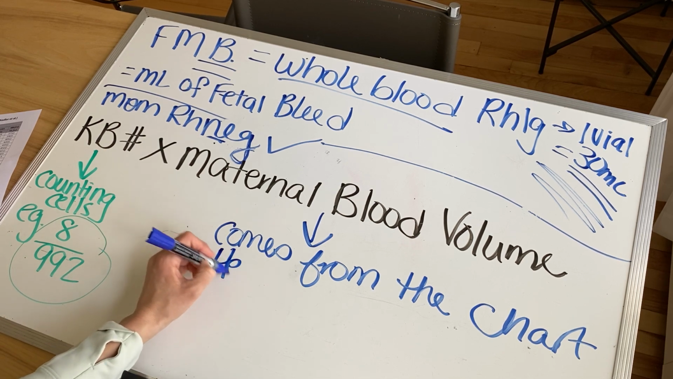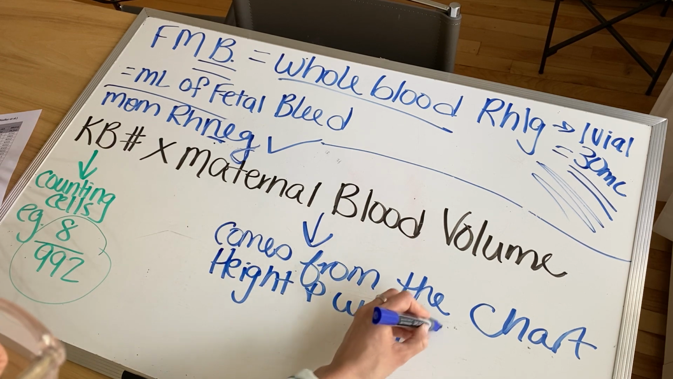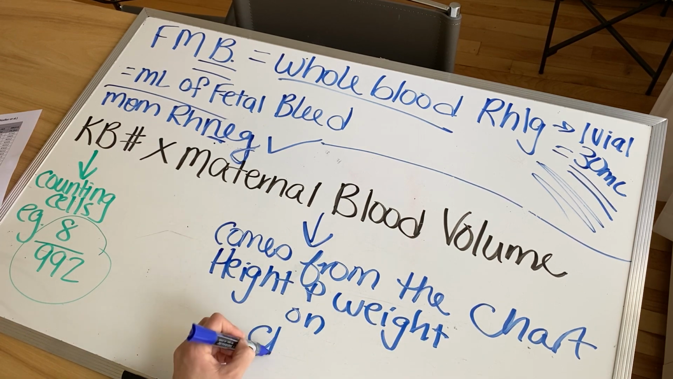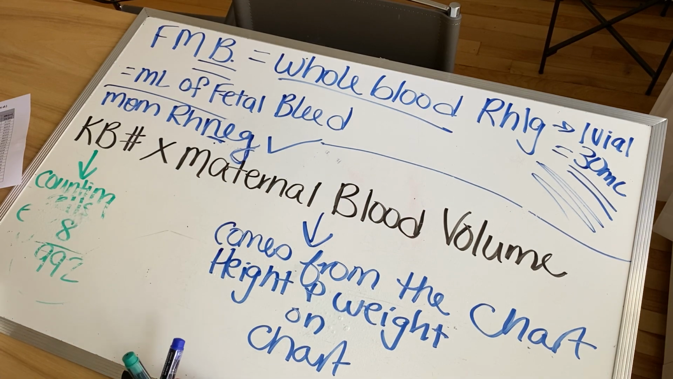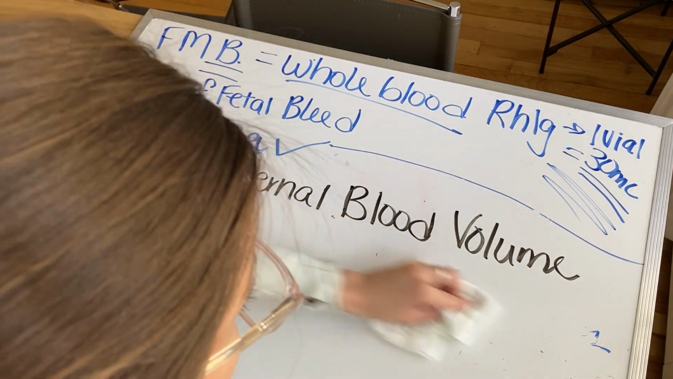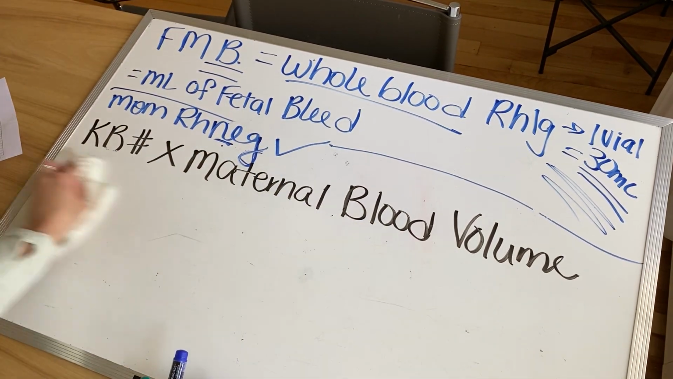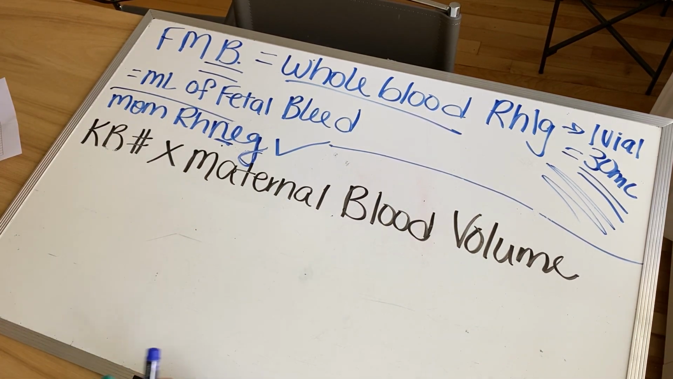So height and weight on chart, and that gives you your result, your maternal blood volume. So that's the equation. It's your Kleihauer number times the maternal blood volume. It's very simple.